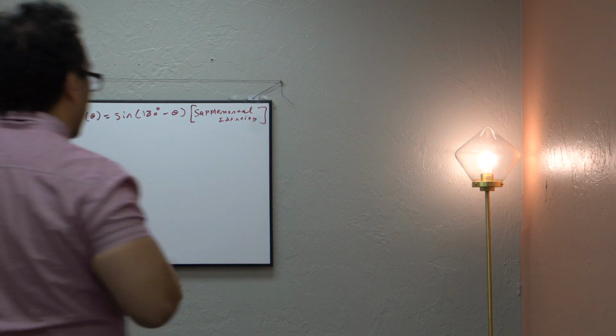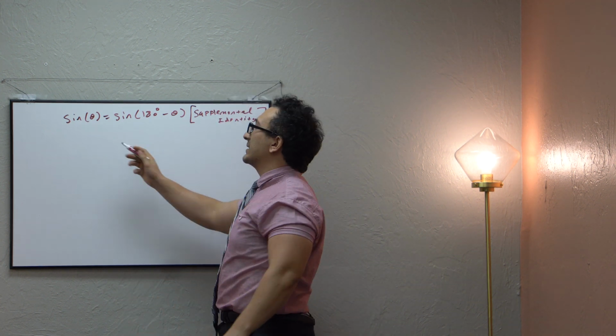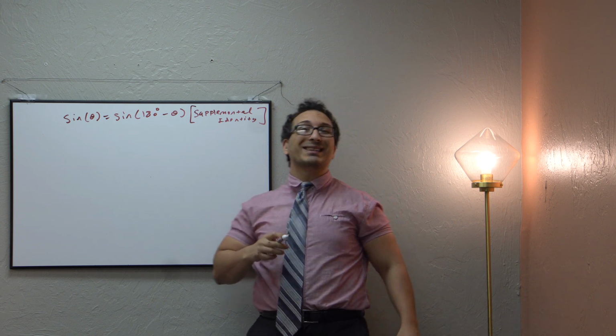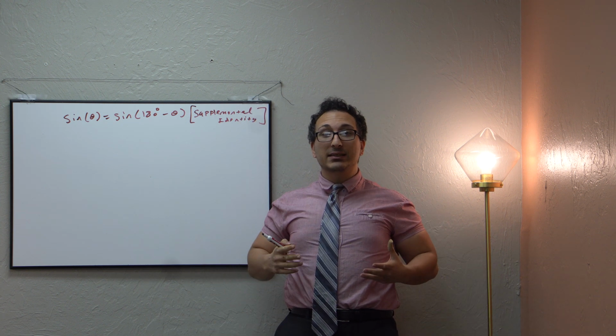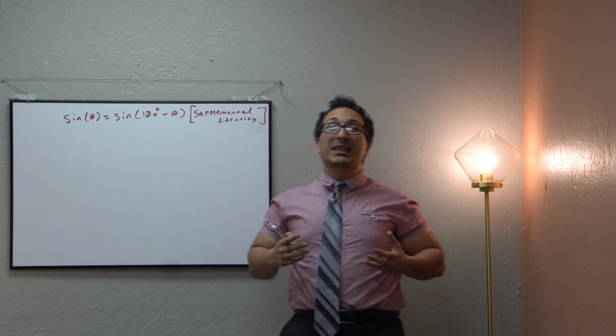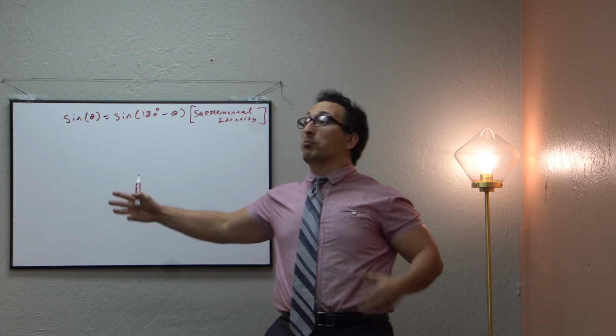Hello! Today we're going to prove the supplemental identity: sine of theta is equal to sine of 180 degrees minus theta. I cited this identity in the derivation of the proof of the law of sines. And I showed that it works, but I didn't prove it.